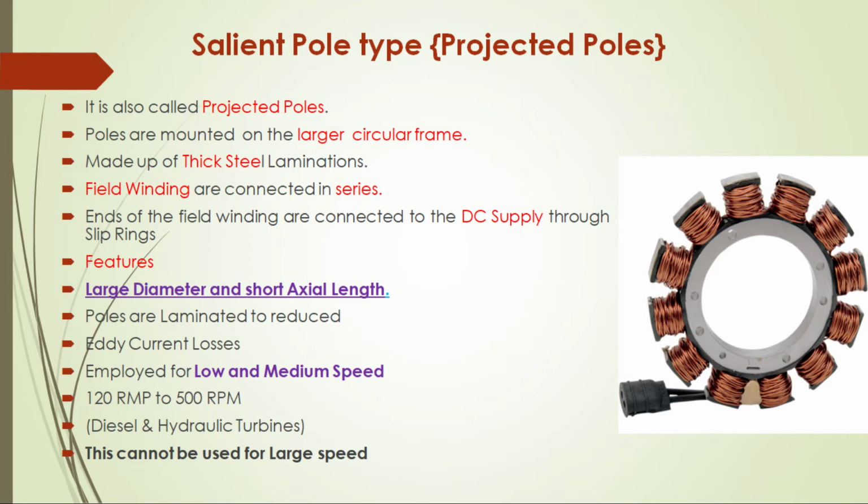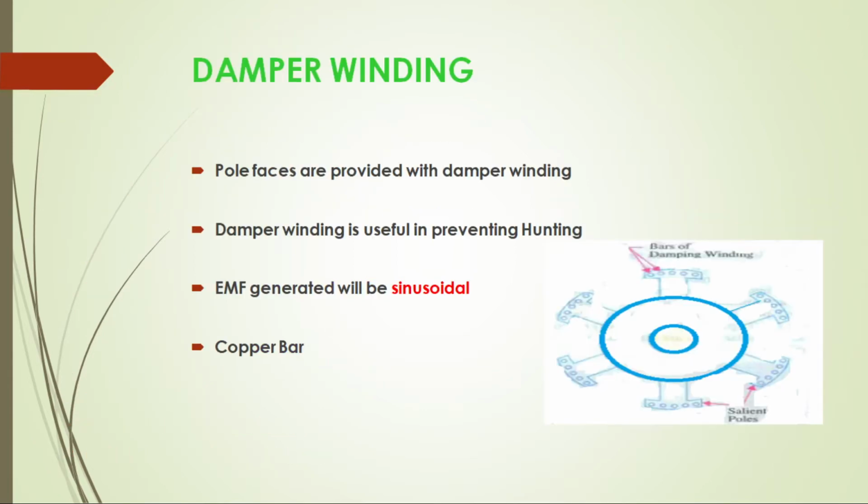In the salient pole type, the field winding is connected in series. The ends of the field windings are connected to the DC supply through slip rings. It has a large diameter and short axial length. Poles are laminated to reduce eddy current losses. This type of rotor is employed for low and medium speeds, that is 120 rpm to 500 rpm, and can be used with diesel and hydraulic turbines, but it cannot be used for high speed.